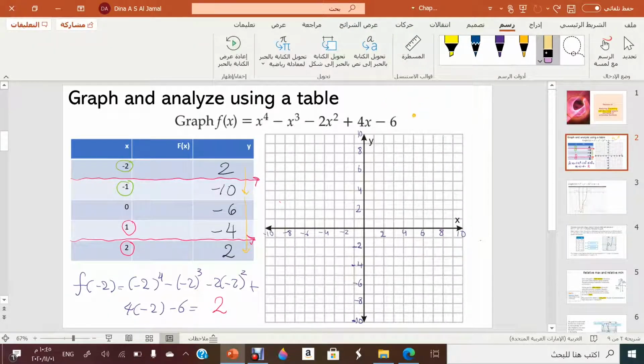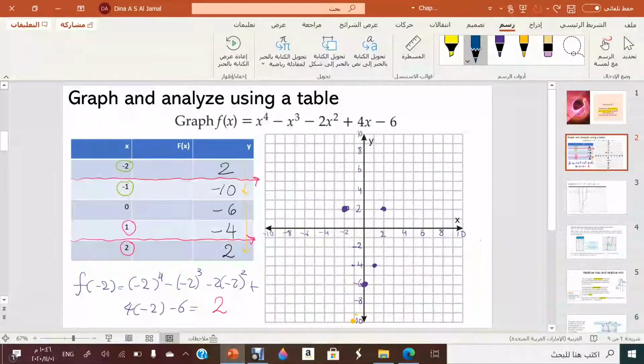So let's graph it and let's know what is the shape of this function. So first of all, I will go to the first point, which is -2 and 2. I will be putting a point here. Then -1 and -10, my point will be down. So it will be like highlighting the -10. Then it will be 0 and -6. Then it will be 1 and -4. Just go there. After this, it will be 2 and 2.